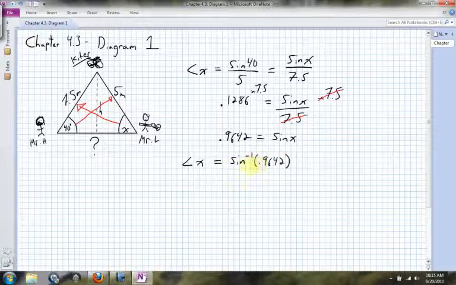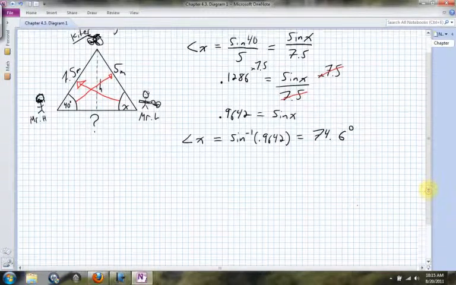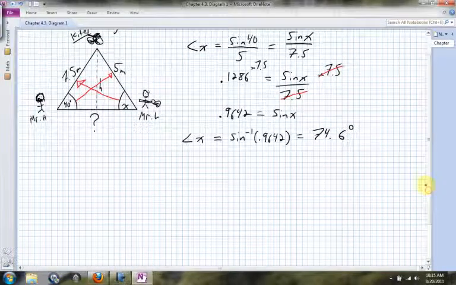And on your calculator, that's the inverse, or the second, or the shift of sine. When I do that, I get an angle of 74.6 degrees. Again, if you don't get that, make sure that you can get that on your calculator.